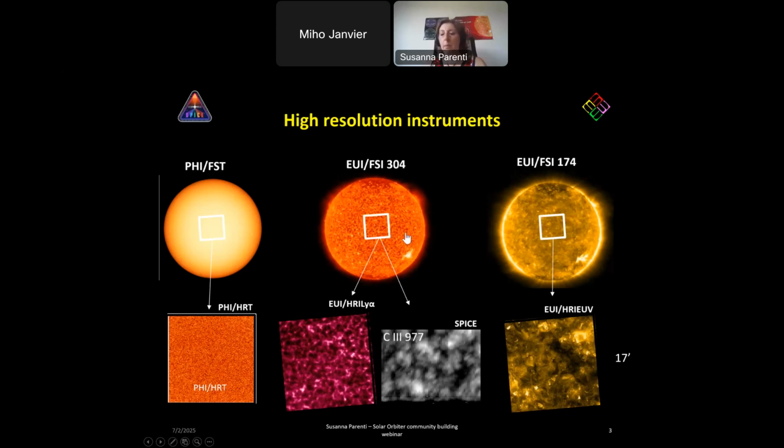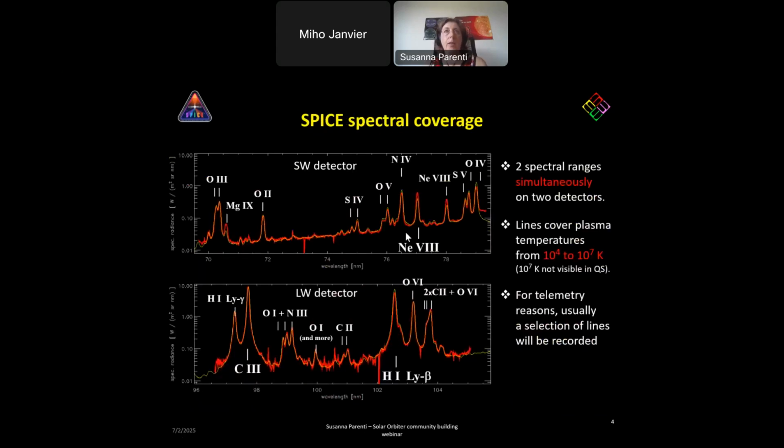All of them have a similar field of view. This is SPICE, the two spectral bands of the spectrometer, which cover lines from neutral hydrogen up to coronal, and a couple of flaring lines, which means you have quite a wide temperature range. Generally, because of the data volume problem, we cannot take the full spectrum all the time, so we select some spectral windows only to reduce the data volume.